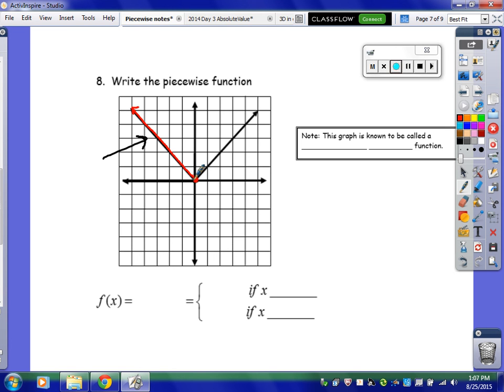Alright, notice where this thing turns. So here I'm looking at this piece, my x value, x is going to be less than or equal to 0.